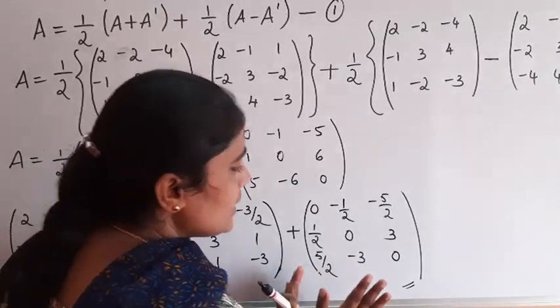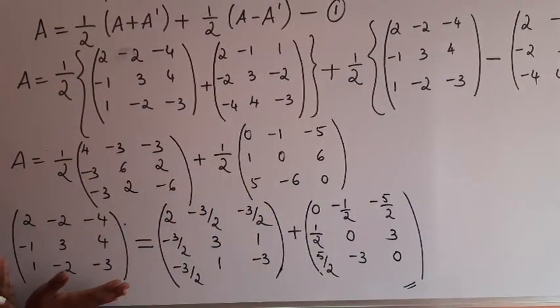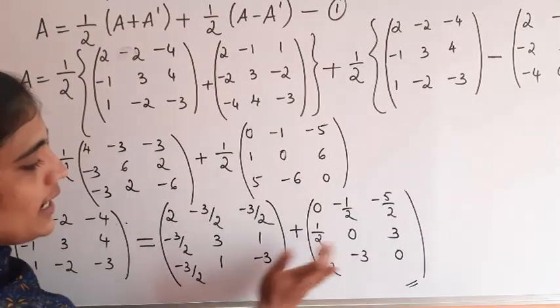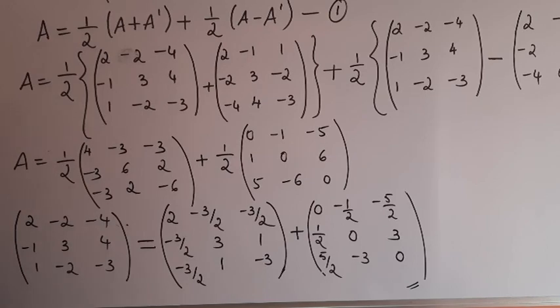Okay, so clearly this is skew symmetric. Therefore, we have expressed the given matrix as a sum of symmetric and skew symmetric matrices. This is very important for 3 marks.